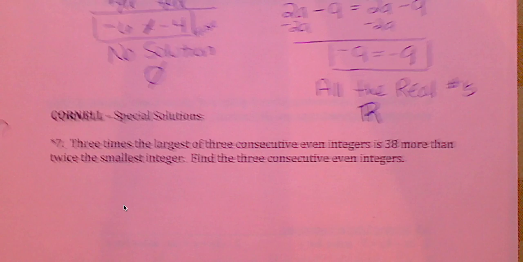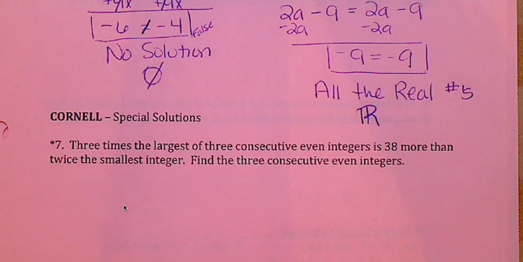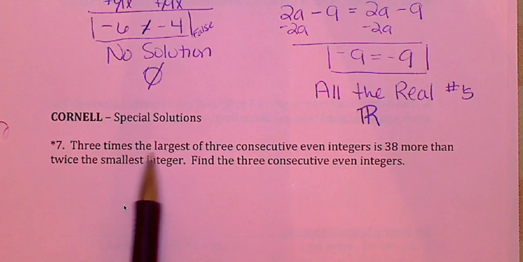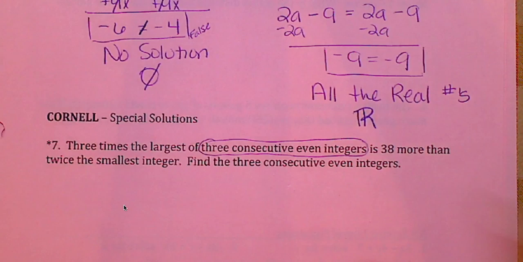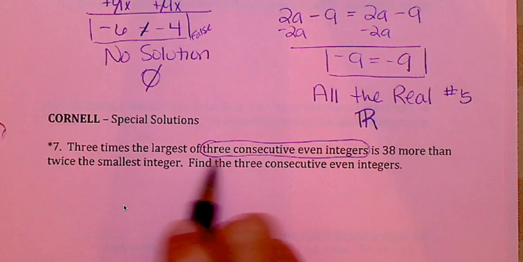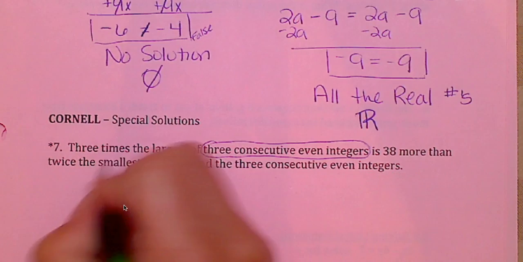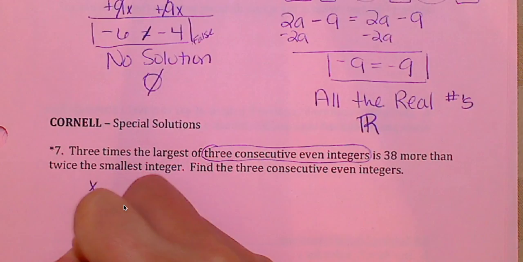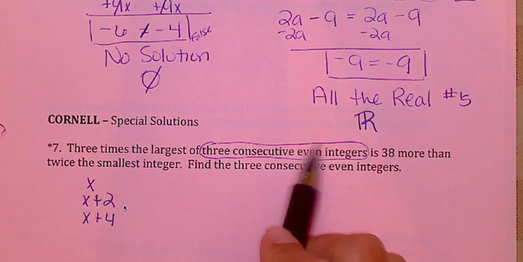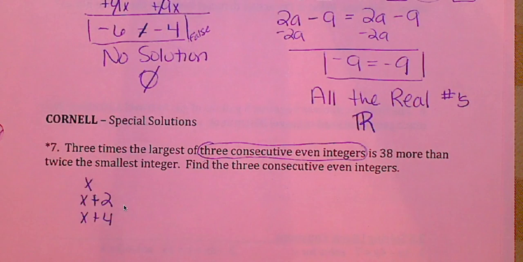One final problem, a consecutive integer problem that's a little more challenging. So let's check this out. It says 3 times the largest of 3 consecutive even integers. So we're going to stop right there. I'm not even going to read anymore. I'm going to set up my 3 consecutive even integers. So x, x plus 2, and x plus 4. So whether it's odd or even, this is always your setup.